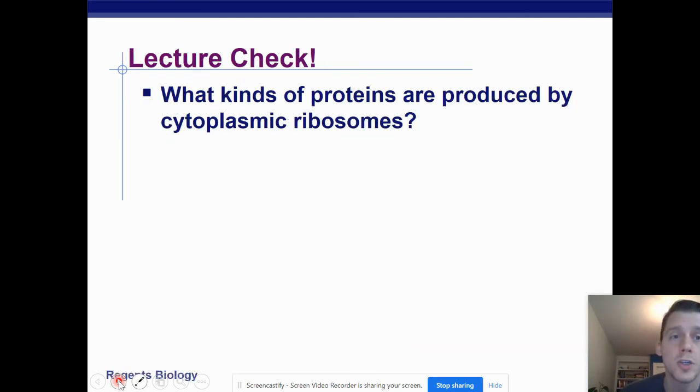Our last question, what kinds of proteins are produced by cytoplasmic ribosomes? You may need to look back in your notes. Those are free ribosomes found in the cytoplasm. What kinds of proteins are produced? Put your answer in. And you should remember that the proteins produced by cytoplasmic ribosomes are freely floating in the cytoplasm, or they may be needed in the nucleus or the mitochondria or chloroplasts, or as part of peroxisomes.